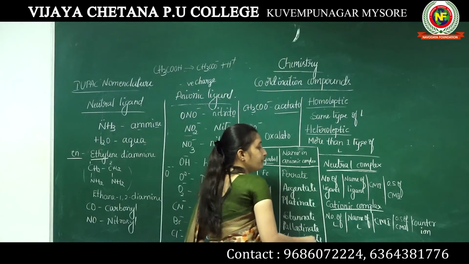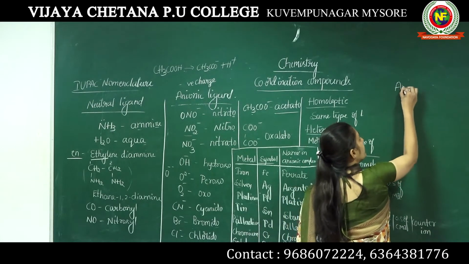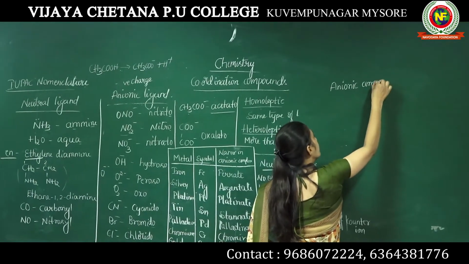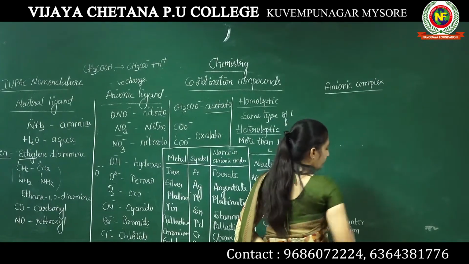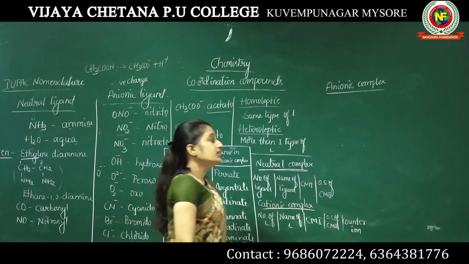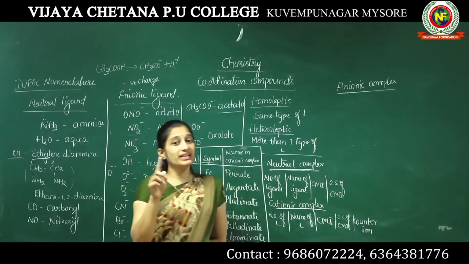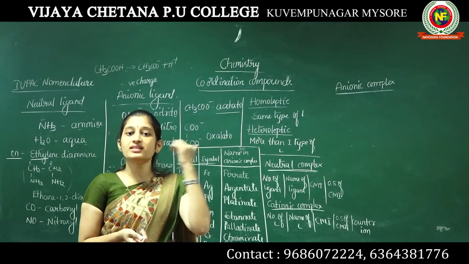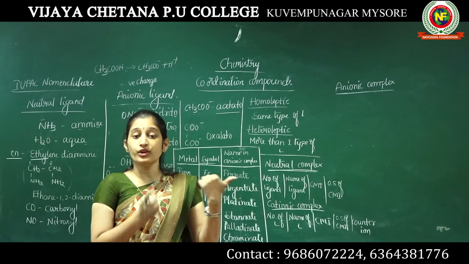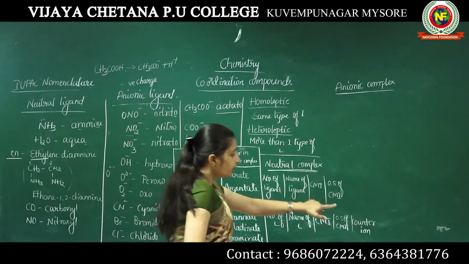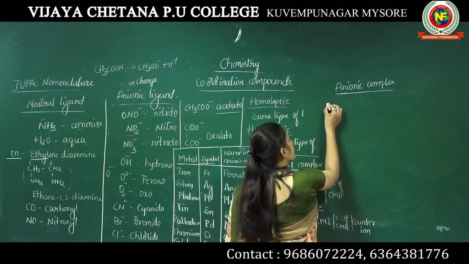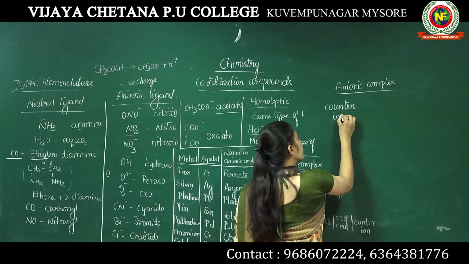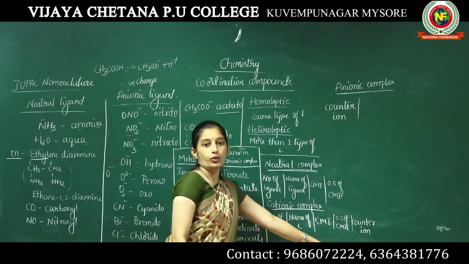Now, for example, anionic complex. How to name this? Anionic complex means the simple ion carrying positive charge. Positive charge always first, no? That's why counter ion first. Counter ion. Then the same trend will follow.